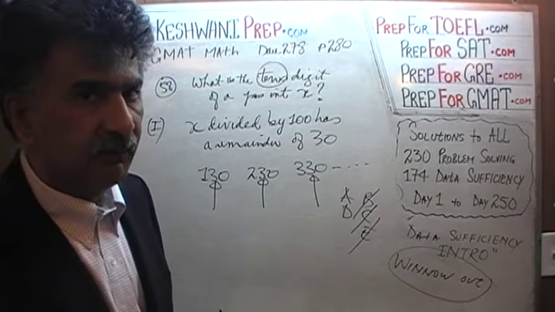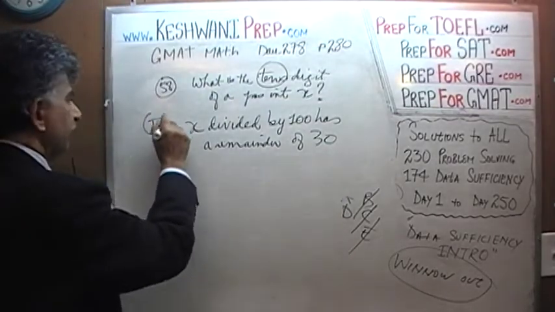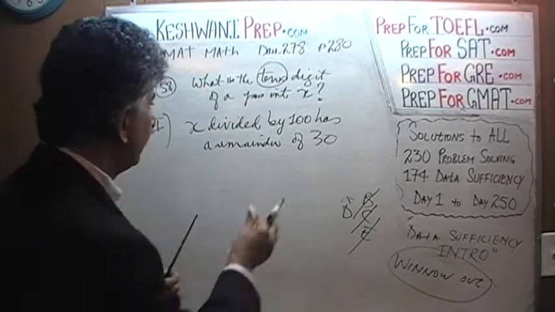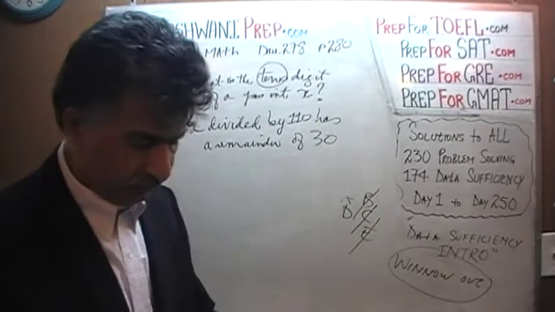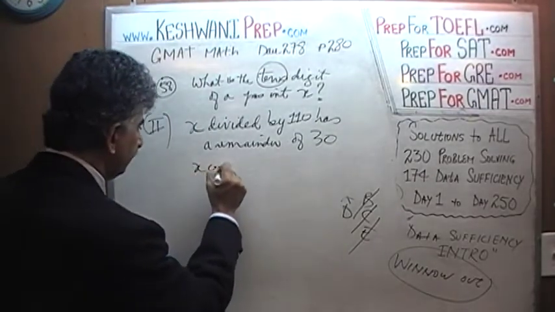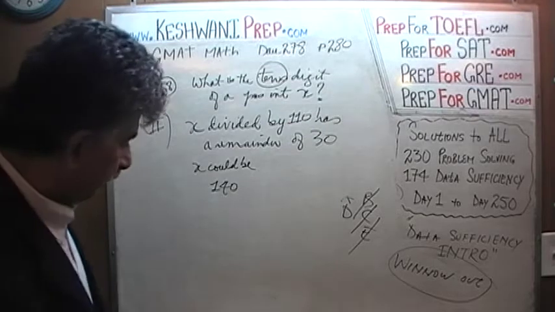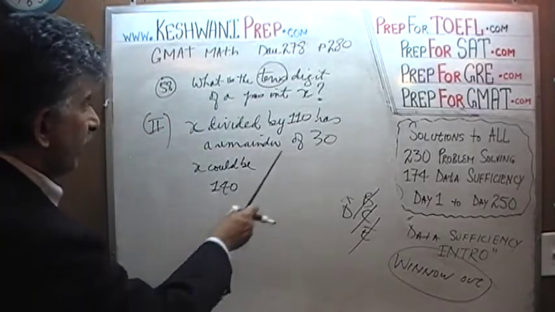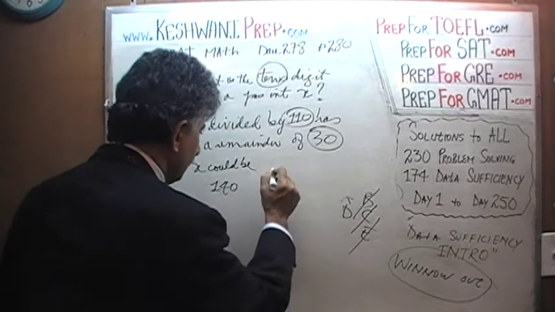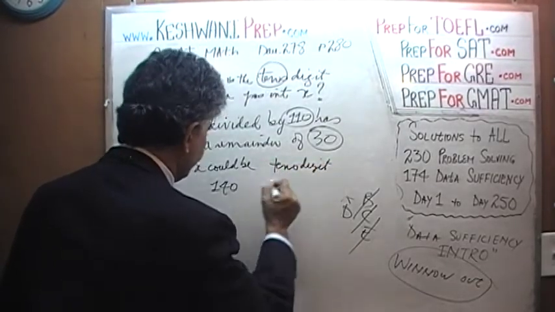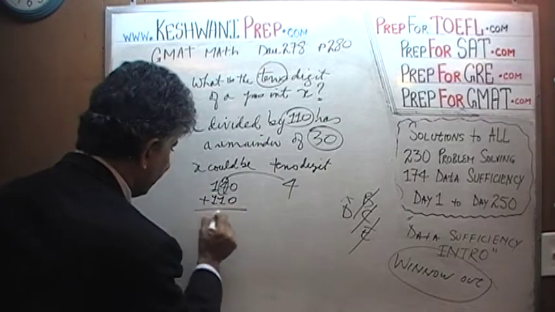If it turns out the second statement by itself is also sufficient, then the answer would be D. Let's look at the second statement. In the second statement, they tell us that x divided by 110 has a remainder of 30. Let's see. In that case, x could be perhaps 140, because 110 plus 30 is 140. Here, the tens digit in this case is 4. Or perhaps it is 140 plus 110, another 110, which is going to give us 250.